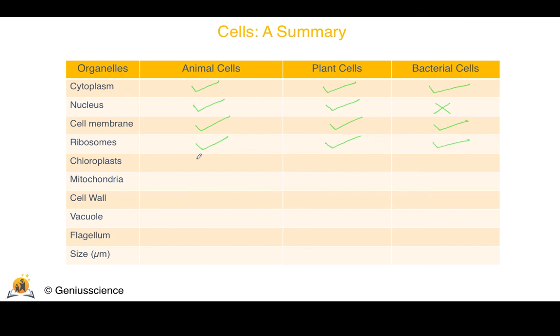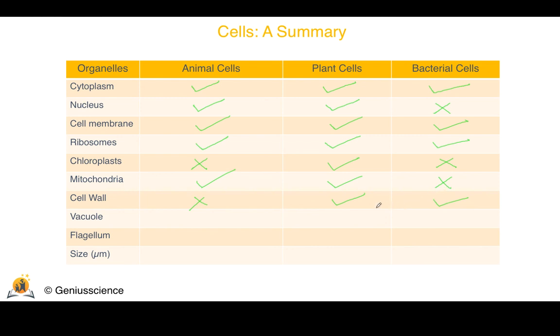Now on to chloroplasts. Not present in animal cells, present in plant cells, and not present in bacterial cells. Mitochondria, present in animal cells, present in plant cells as well. It's going to give both of those a tick. And bacterial cells not present. The cell wall. Animal cells do not have a cell wall. Plant cells, on the other hand, do have a cell wall, and bacterial cells do have a cell wall.